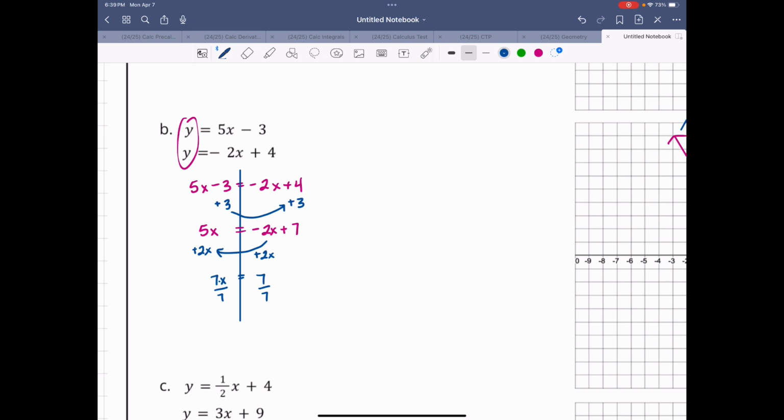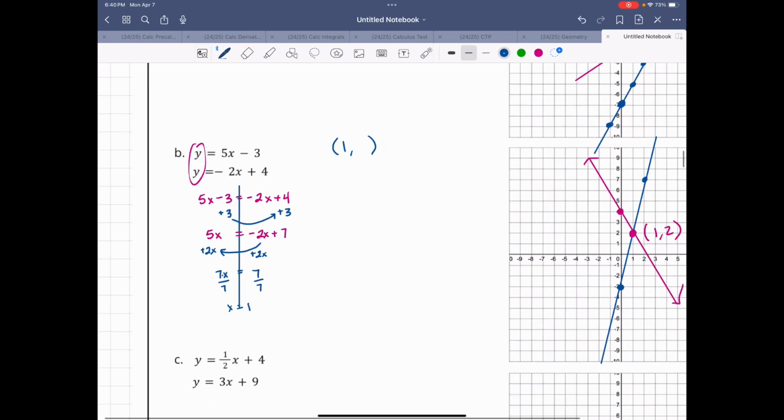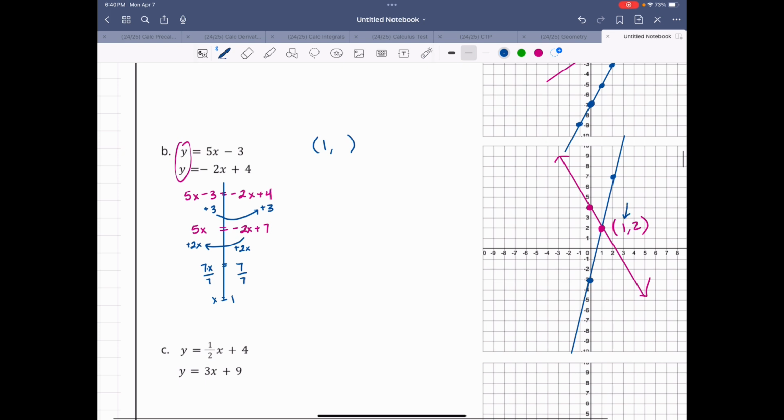So the opposite of multiplication is to divide, which means that x is equal to a positive 1. So I have the x coordinate, and it's no surprise in our graphing we did get positive 1 here. So we know that we are doing our algebra correctly because it matches with our graph.